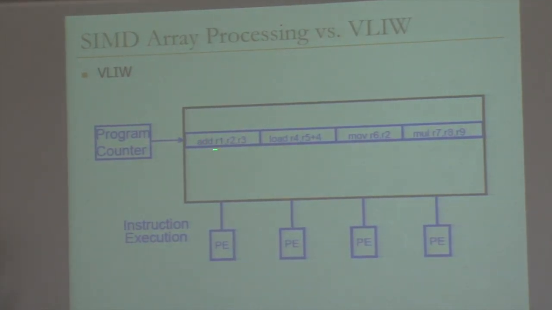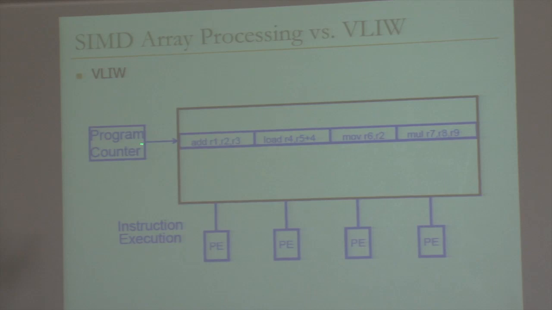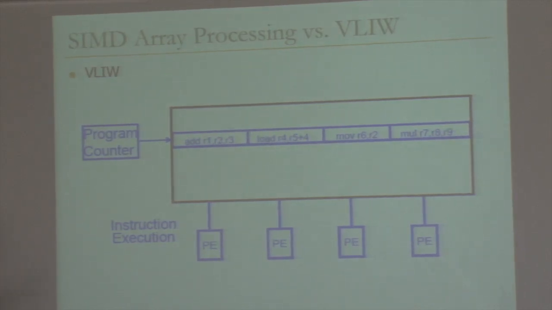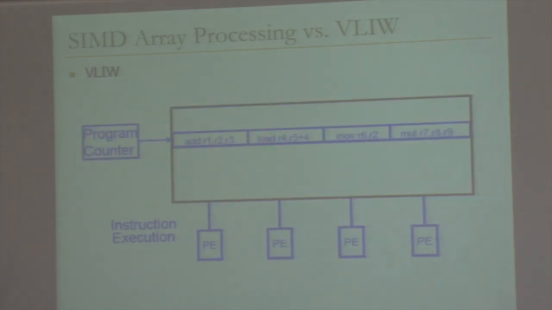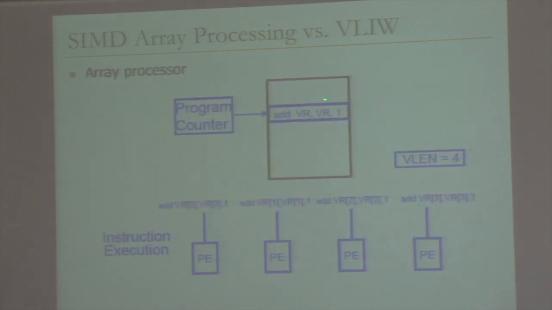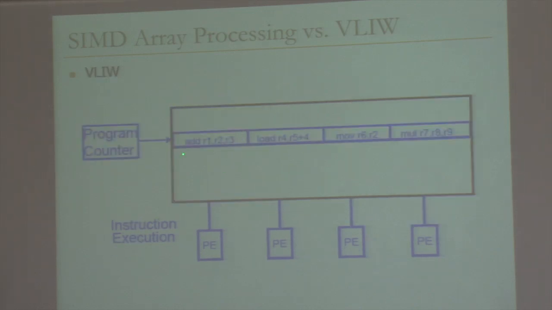You index into the program memory, and with a single program counter, you can get multiple operations that are completely different from each other. With a vector processor, let's take a look at the array processor. An instruction again specifies multiple operations, but it's much more compact. It specifies multiple operations that are really the same. Here, the operations can be add, load, multiply.